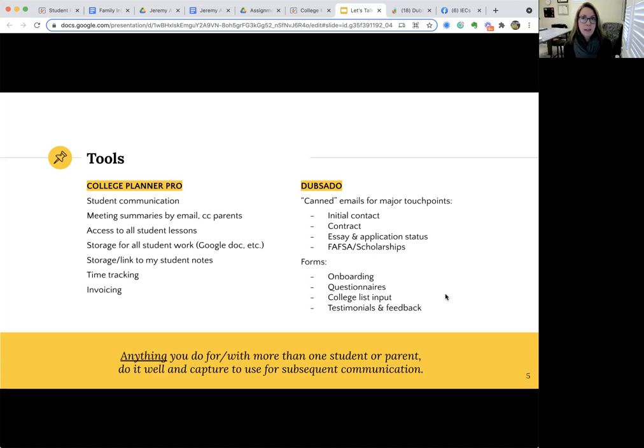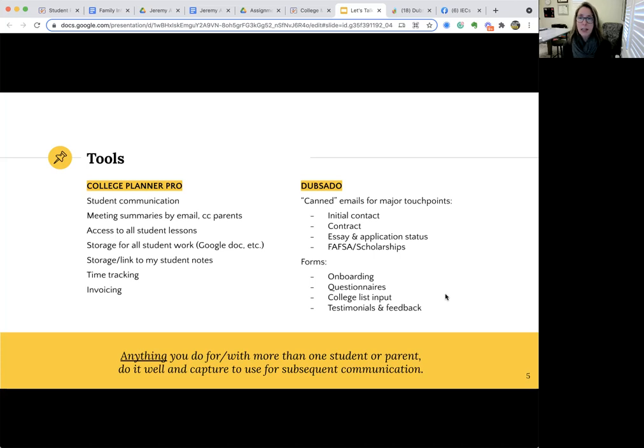It gives students access to all the lessons that I want them to be doing in the process. It is a storage place for all their work, but it also is a storage place for their Google Docs. I'll show you how that works if you're not familiar with it. It also provides a place for me to store my notes about a student. And since I'm hourly, it's critical that I do time tracking. So I use the time tracker feature in College Planner Pro, and I also use it for invoicing.